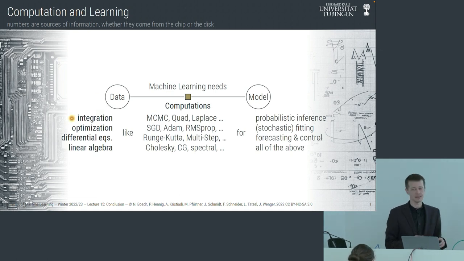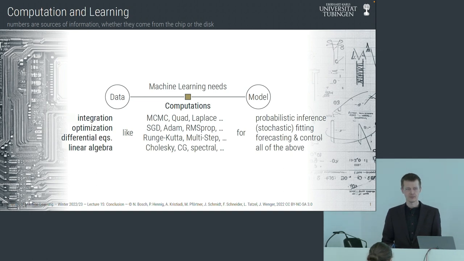Optimization: if you want to train a deep neural network or any other model that constructs a point estimate by minimizing some regularized empirical risk, you need to solve an optimization problem.